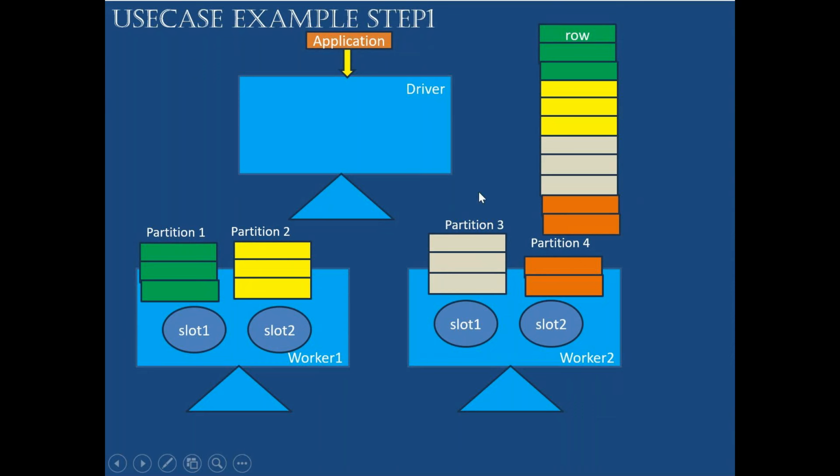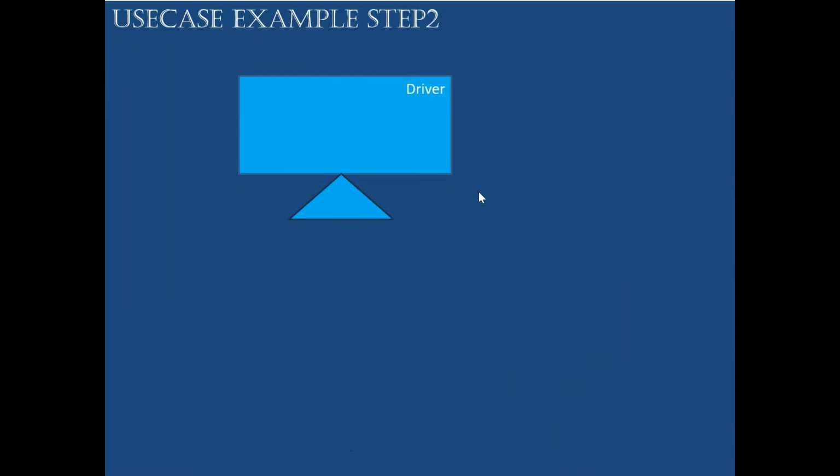How many partitions do we have? 4. Which partition will complete first? The fourth partition. Why will it complete first? The data is small. What is the task that I need to perform? What is my end goal? Counting. You have to give the count. So this is step 1 that we submitted. In step 2, what will happen?